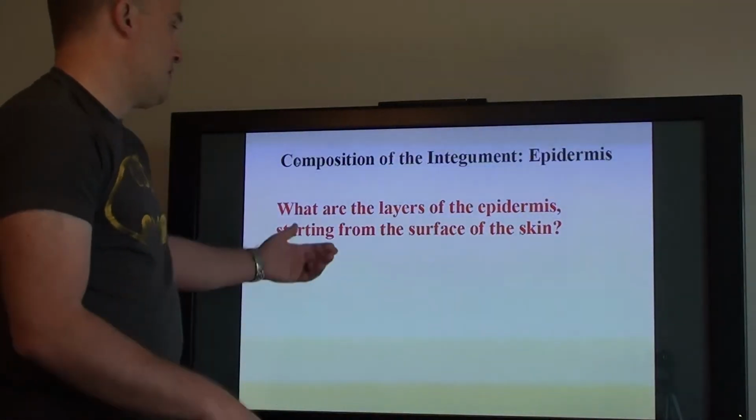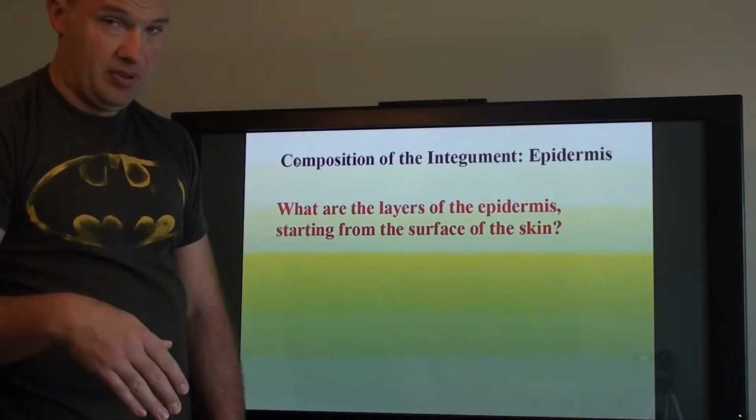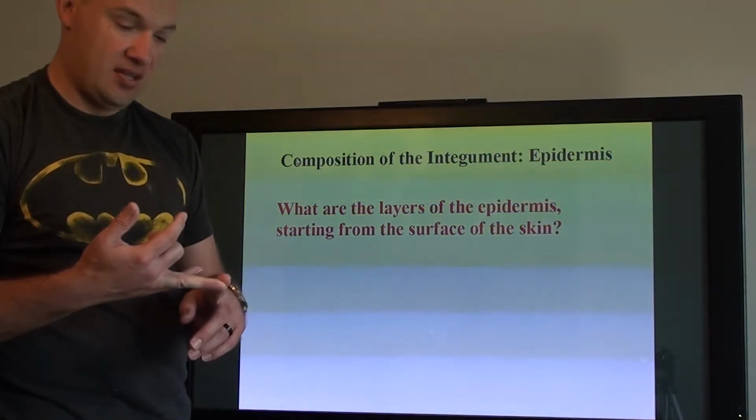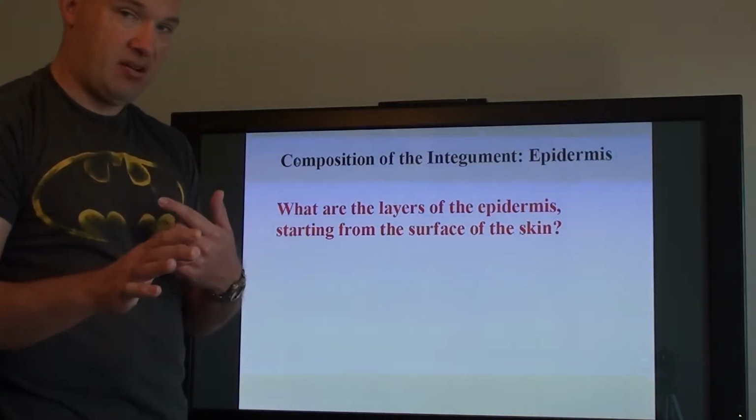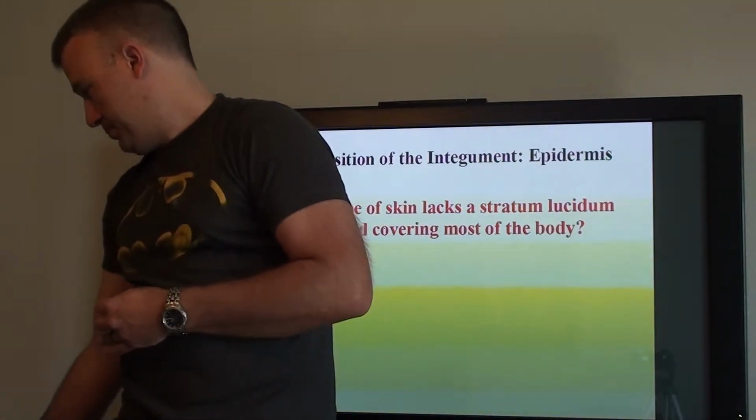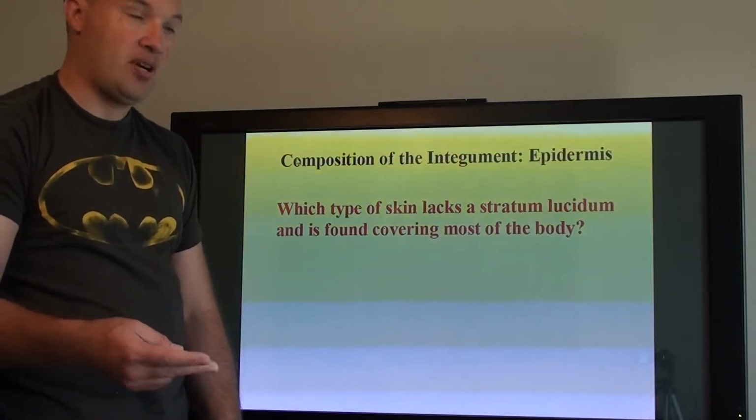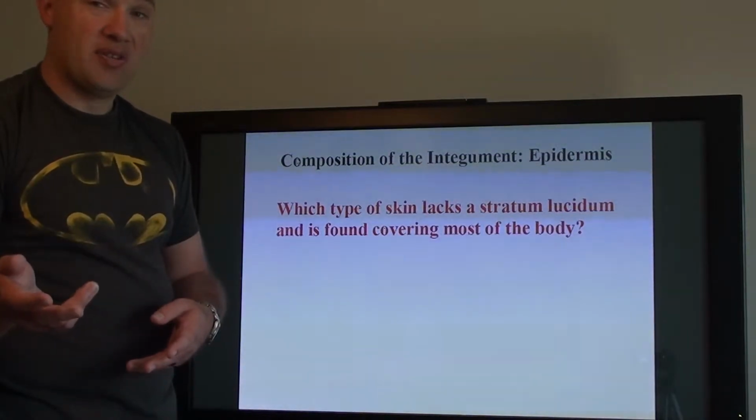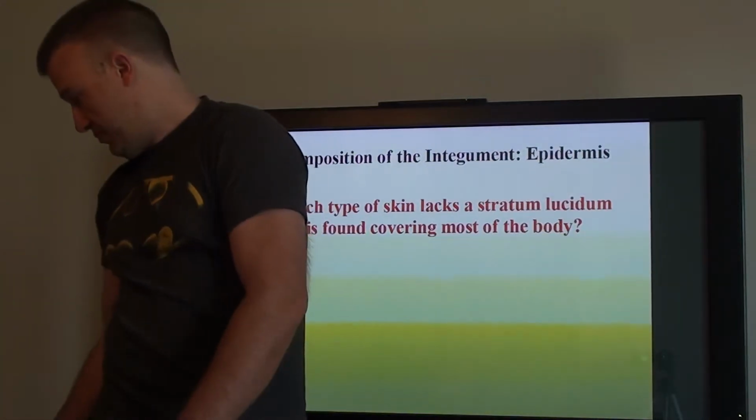Alright, so the layers of the epidermis. Remember, we went from deep to superficial, so how about going superficial to deep? Corneum, lucidum if it's thick skin, granulosum, spinosum, basale. That's superficial to deep. Alright, and the top of skin that doesn't have that second most superficial layer, that would be the thin skin. And again, it covers most of the body. Thick skin, just the hands, the feet, fingertips, the toes.